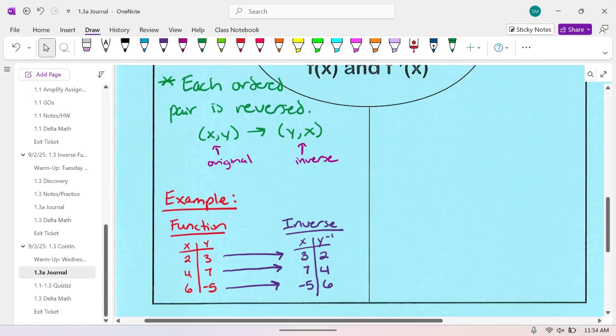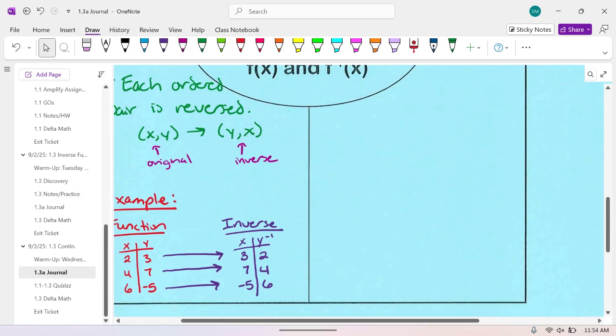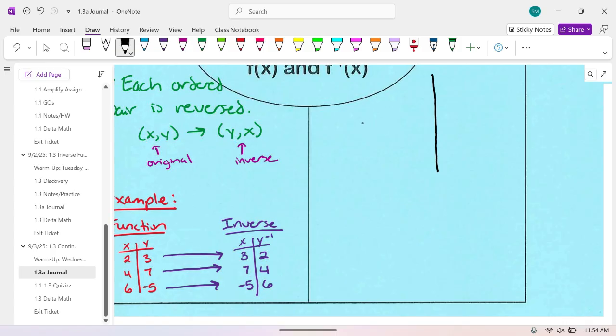Now, that's with a table. A graph is very, very similar. It's still just switching x and y. So I'm going to draw a graph here.